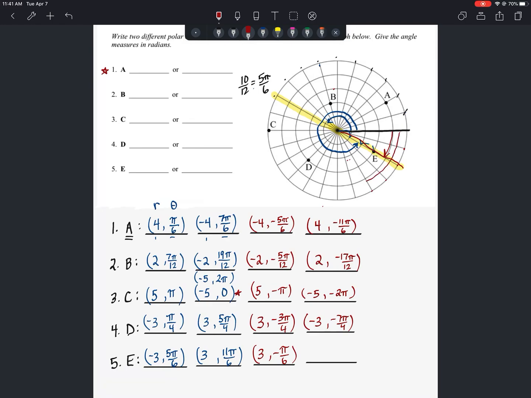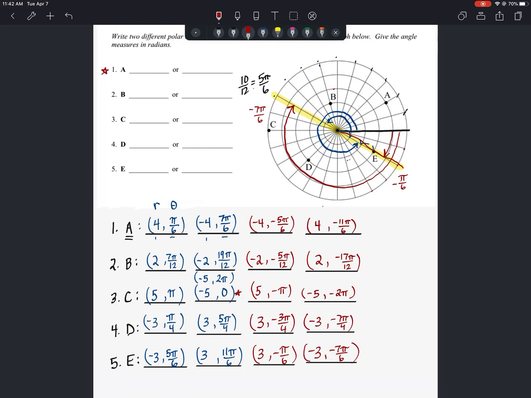And then we're going to rotate it all the way around until we get to this side. If we were at negative pi over 6, and we add a negative 6 sixths, that should give us negative 7 pi sixths. So that is our angle over here. And E is on the opposite side, so we're going to have a negative 3 on that one.